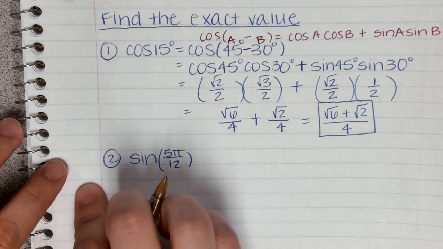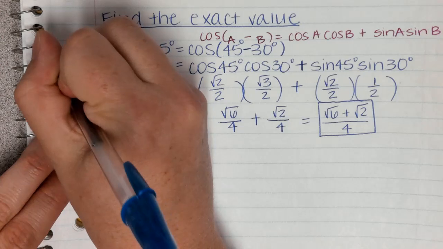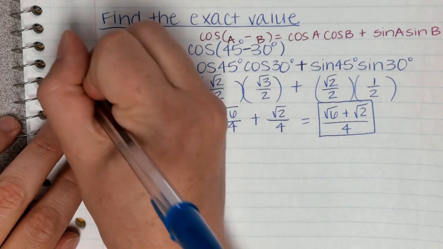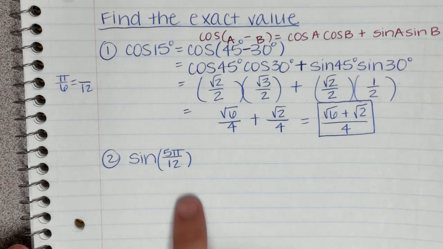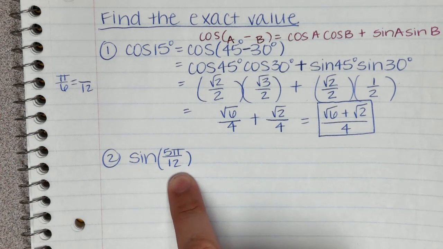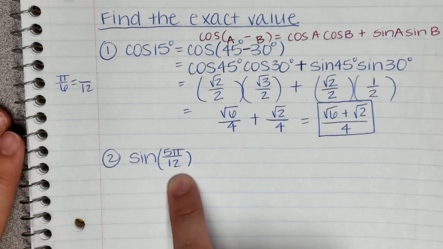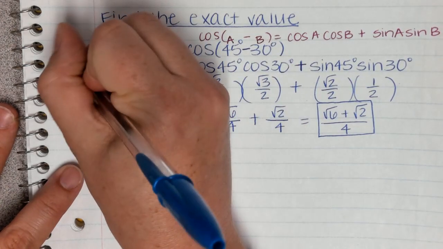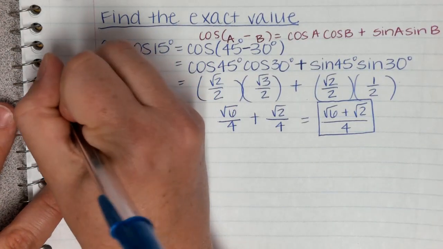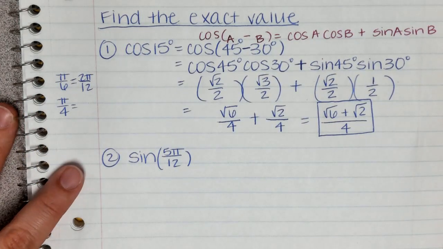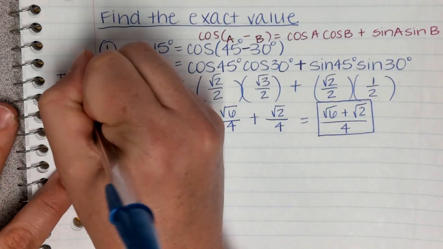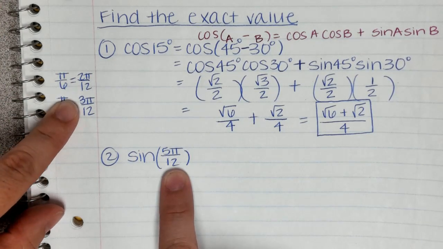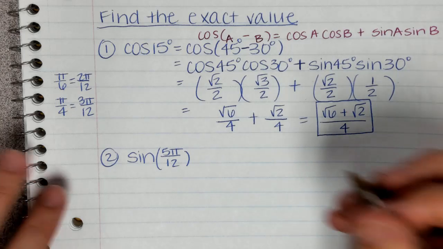Off to the side, let's write all of these special angles in terms of twelfths, and then it'll be easier to pick out two that add up to 5 pi over 12 or subtract to 5 pi over 12. Pi over 6 is how many pi's over 12? 2. What about pi over 4? That's 3 pi over 12. Oh, look, we already found it. 2 plus 3 is 5. Let's just keep going because we're going to need all of them at some point.